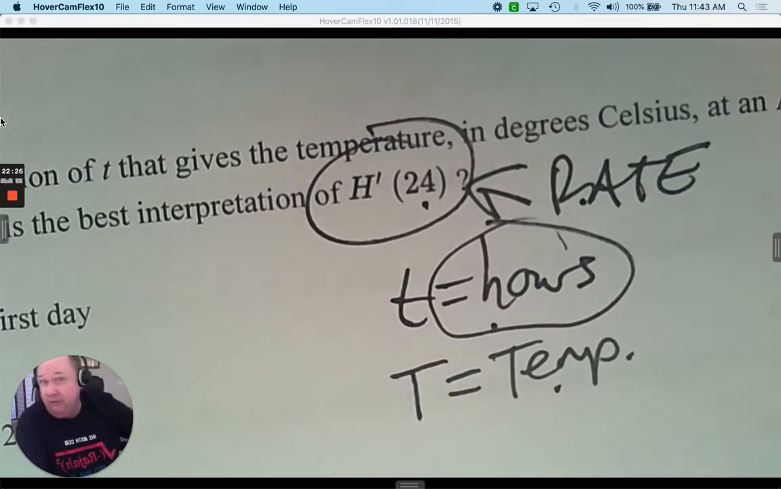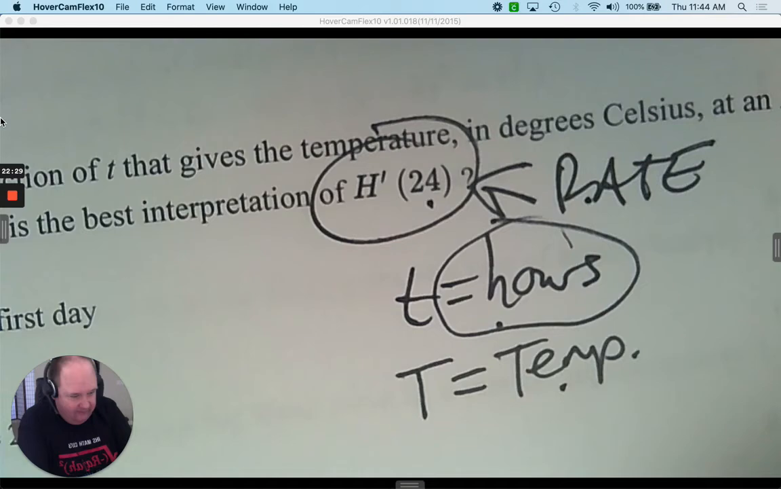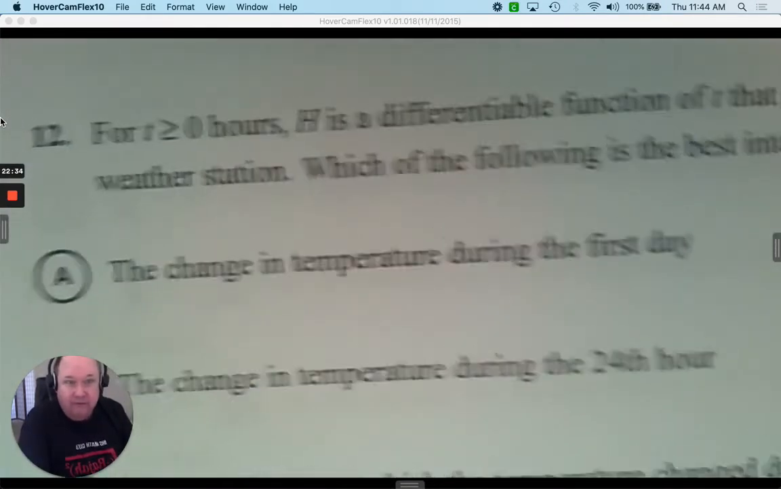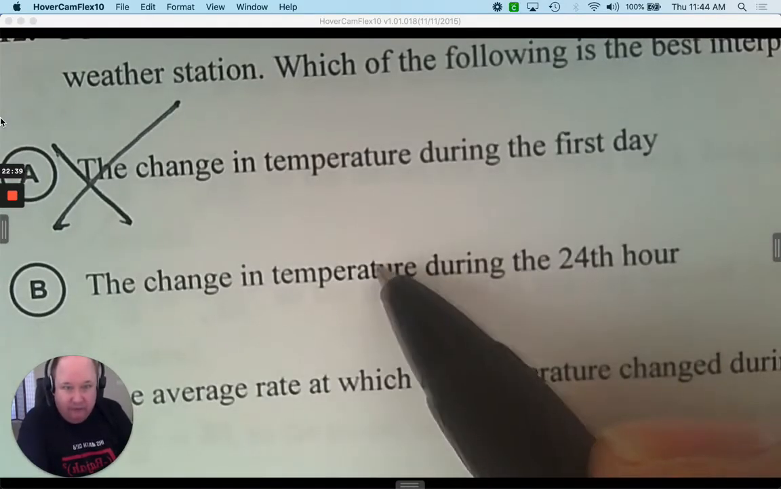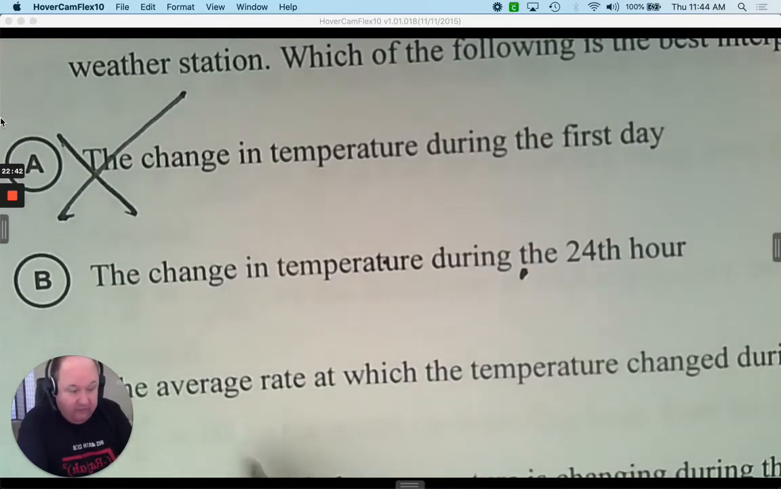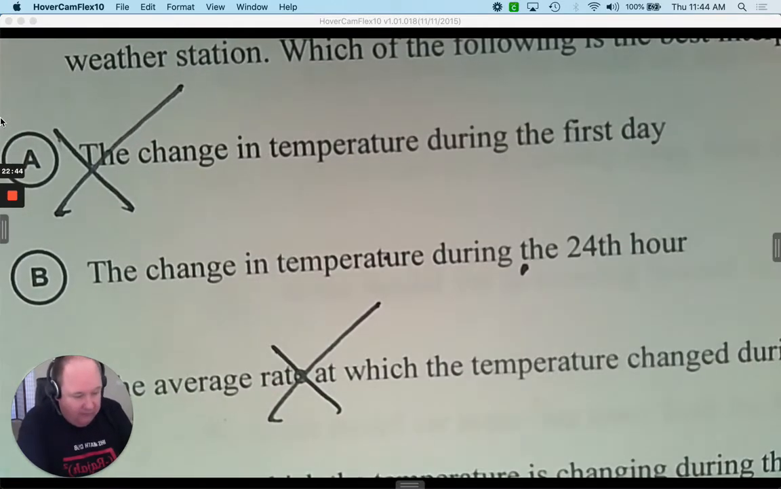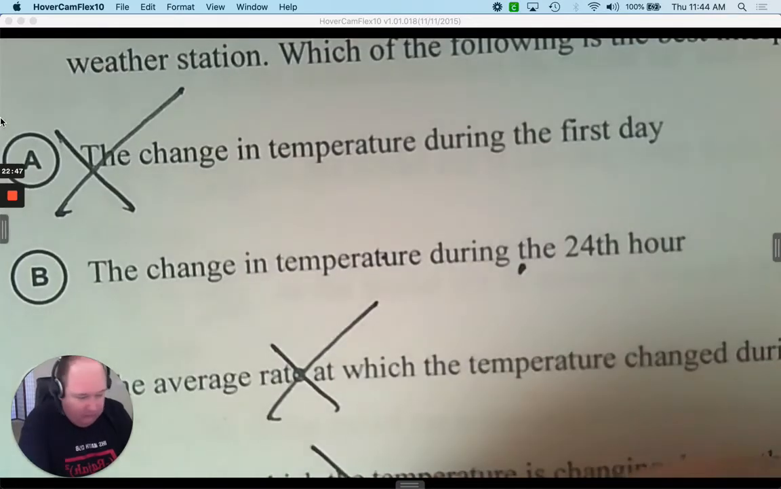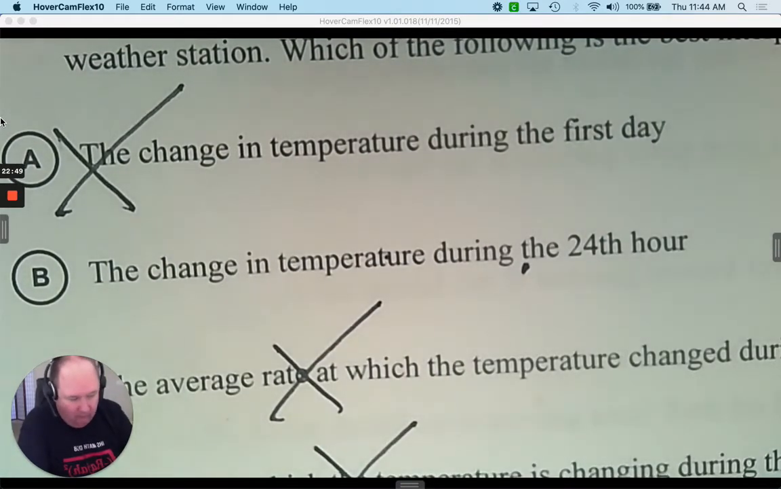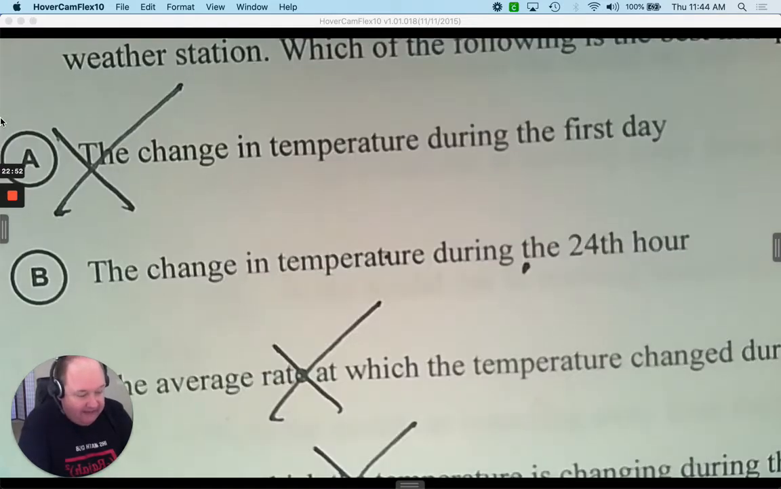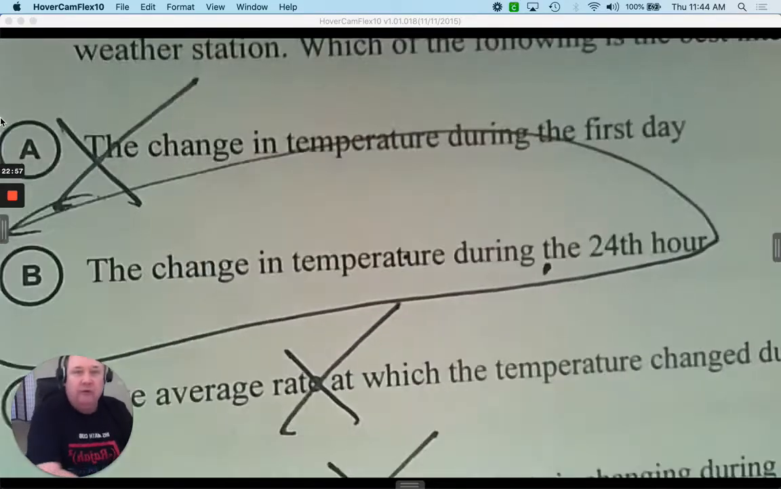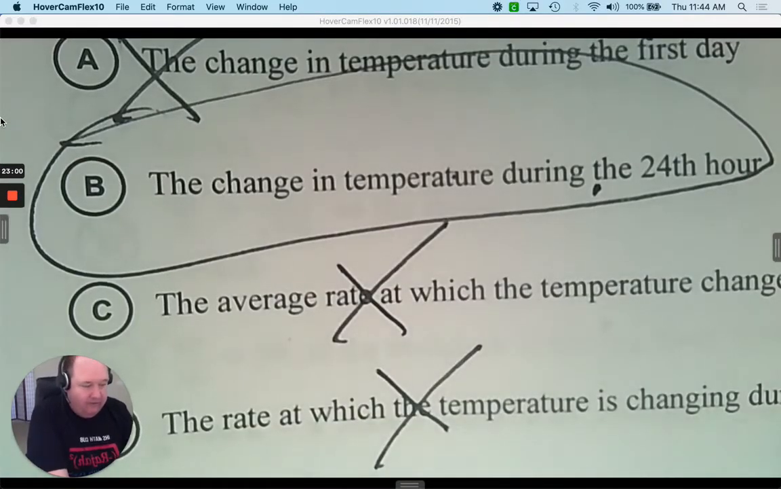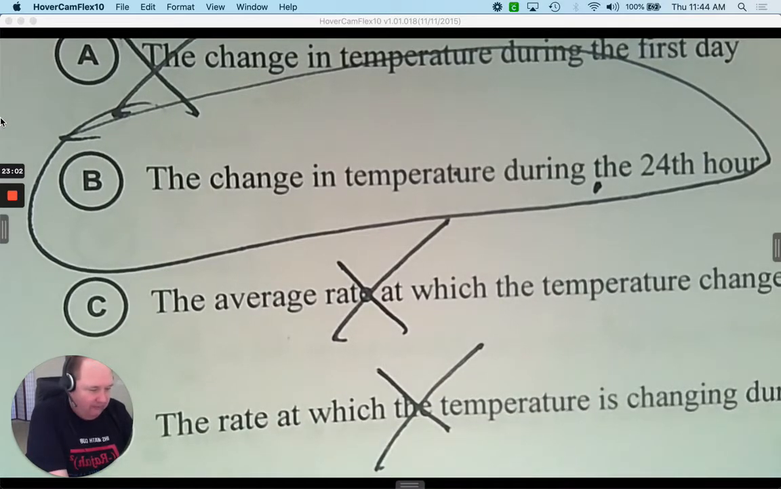Is the temperature increasing or decreasing? At what rate is that happening? That's what I'm looking for. The change in temperature during the first day, I'm looking for it at 24 hours. The change in temperature during the 24th hour, that's a good one. The average rate, no. The rate at which the temperature is changing during the first day, no. During hour 24. The rate at which the temperature is changing at the end of the 24th hour. And it's during is what we're looking for. So during the 24th hour, how is the temperature changing? And you have the answer.